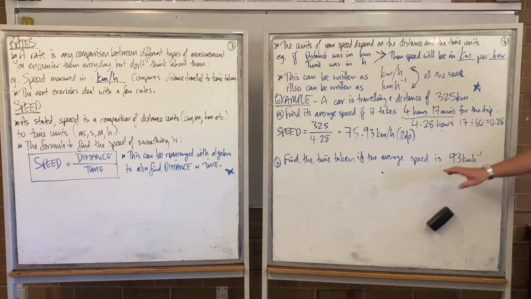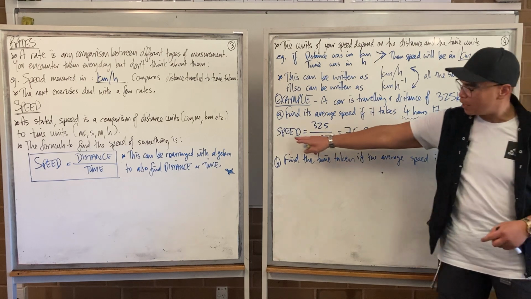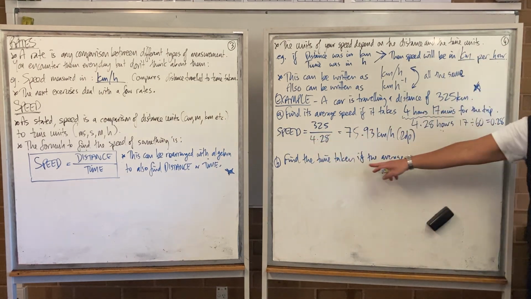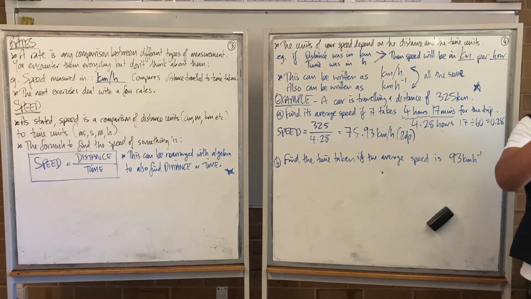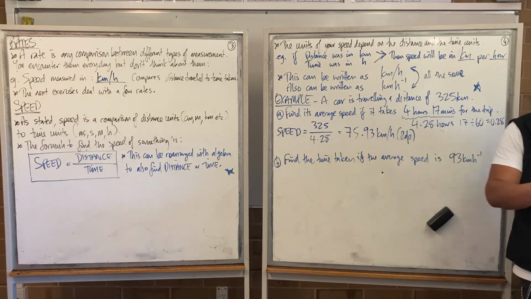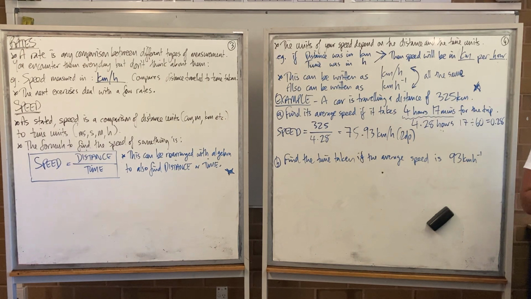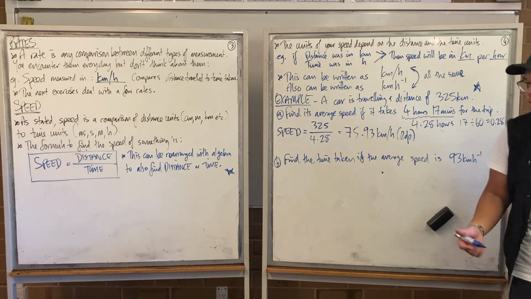The last thing is find the time taken if the average speed is 93. Is this formula set up to find the time taken? No. I don't want to give you a separate formula for finding time, for finding distance. I want to give you speed, and then you can use algebra to fix it. So how do I do this? I haven't taught you before.